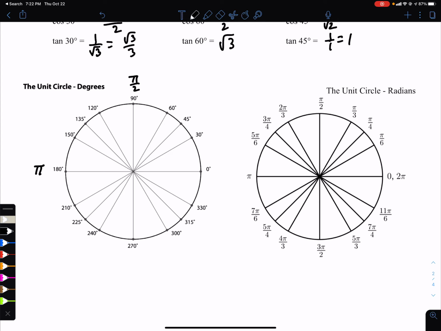Now, if you cut 90 in half, you get 45. If you cut half of pi in half, you get a quarter pi, or a fourth of a pi. So it makes sense that this is your pi over 4.